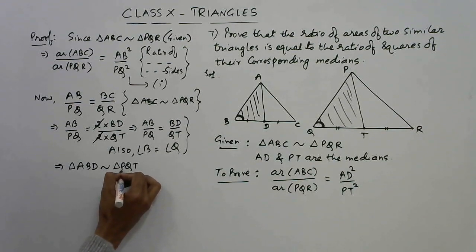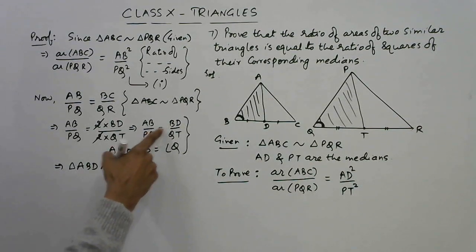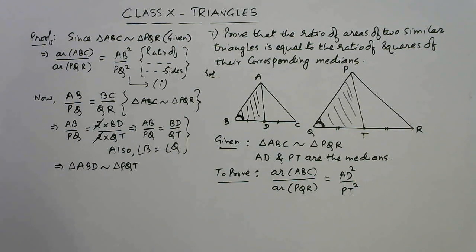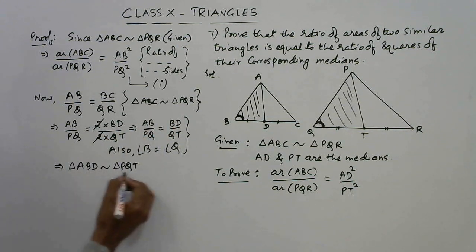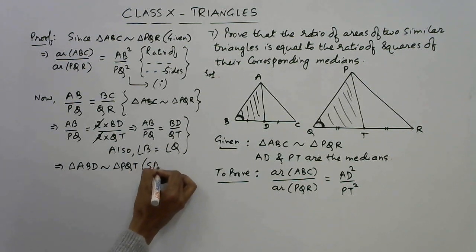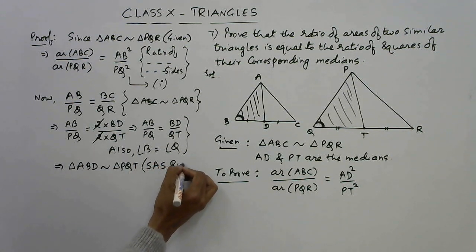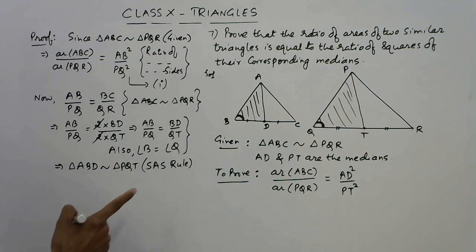Remember, not congruent, it is similar because the ratio of sides is equal, the sides are not equal. Only the ratio is equal. So the two triangles are similar, but this time by SAS rule, not by AA rule. So this is a different question in which we are using SAS similarity, not AA similarity.